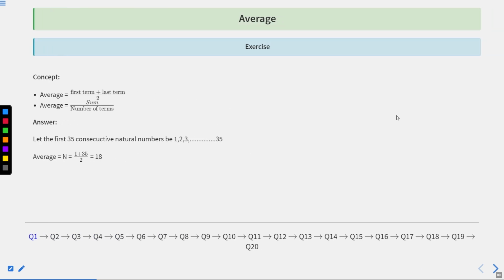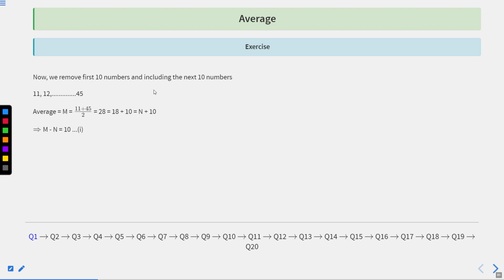So let us first recall the concepts that will be useful while solving this problem. First of all, average equals first term plus last term upon 2. Average equals sum of observations upon number of observations. So let's start the solution. Let the first 35 consecutive natural numbers be 1, 2, 3 and so on up to 35. So the average n equals 1 plus 35 upon 2, equal to 18.